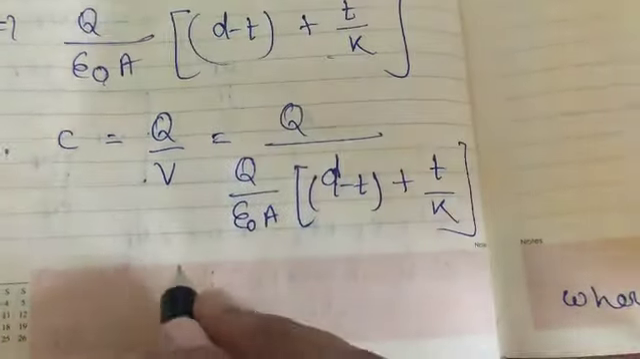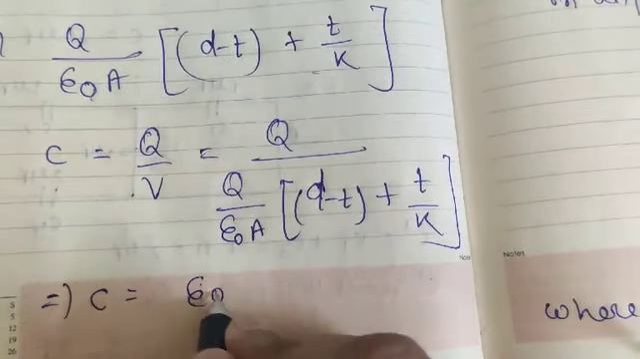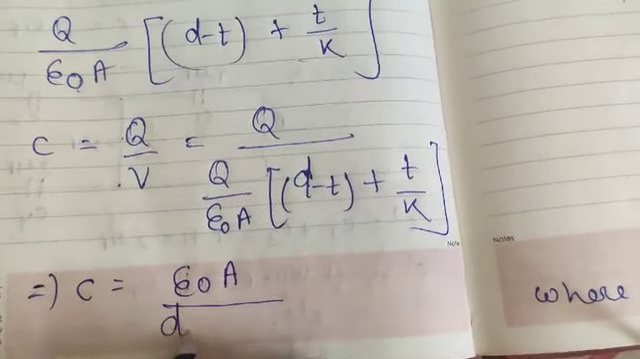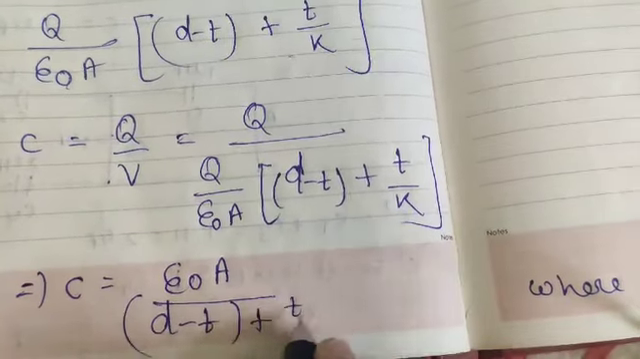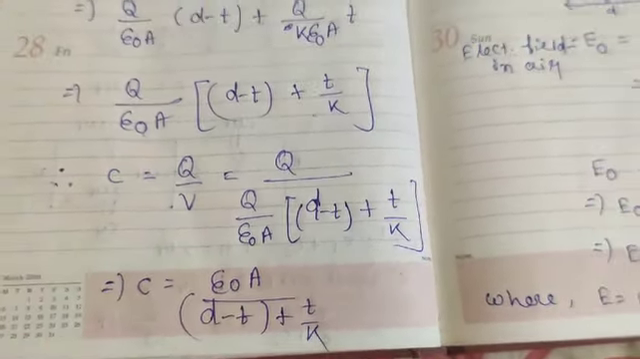naught into A will go to upside. It will be epsilon naught into A whole divided by D minus T plus T by K. Okay, this will be your full answer.